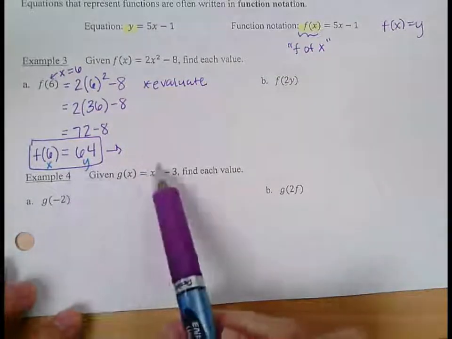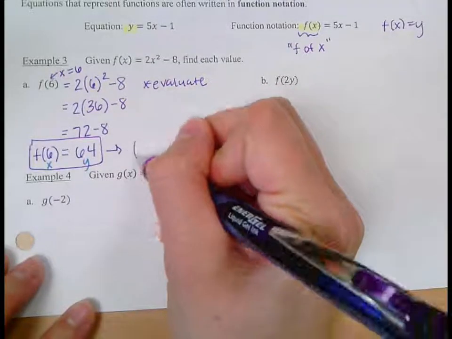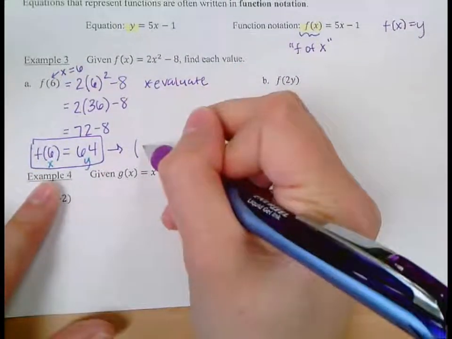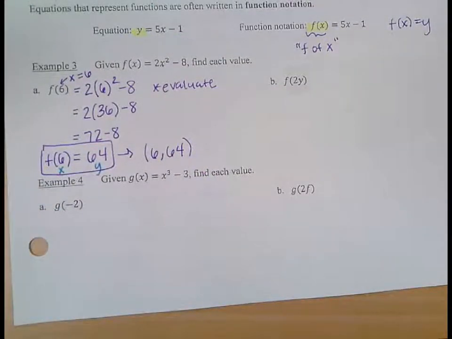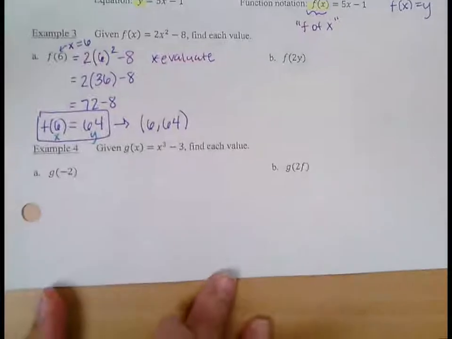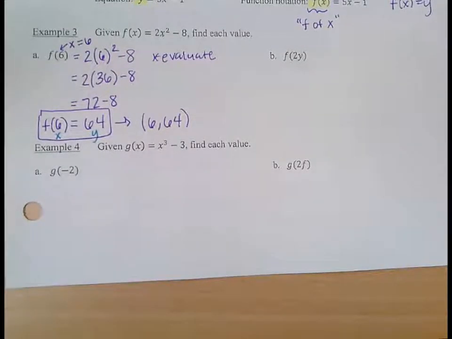So again, this isn't anything you have to write down, but I just want you to see what it means. This is really representing this ordered pair. So not only how to find a function value, but what it actually represents.